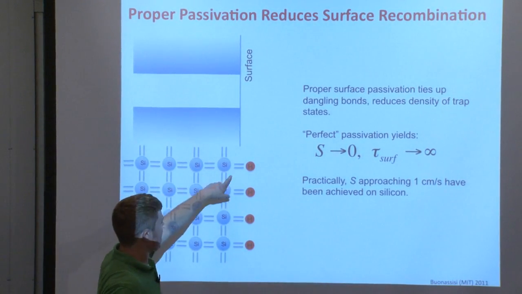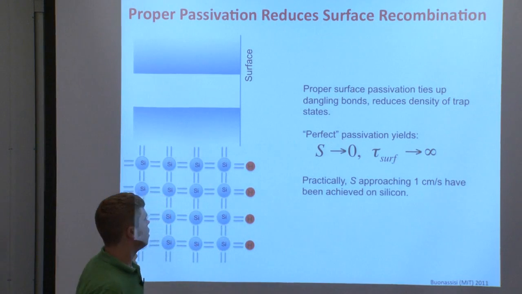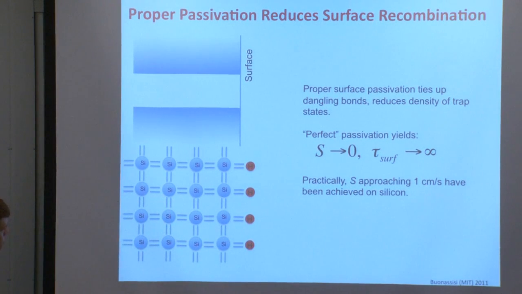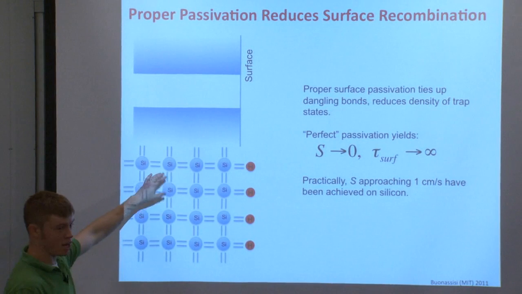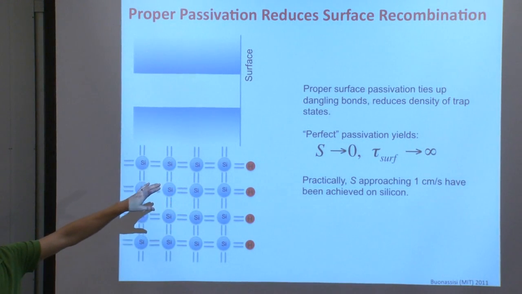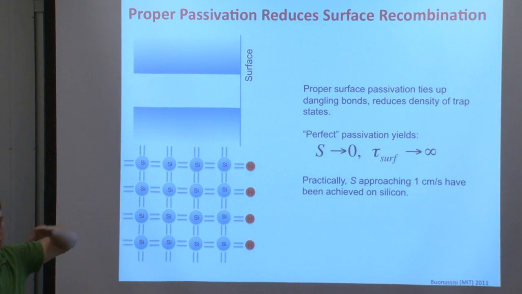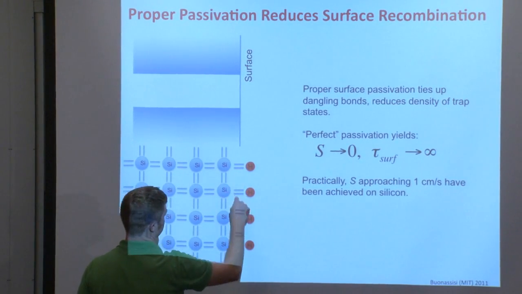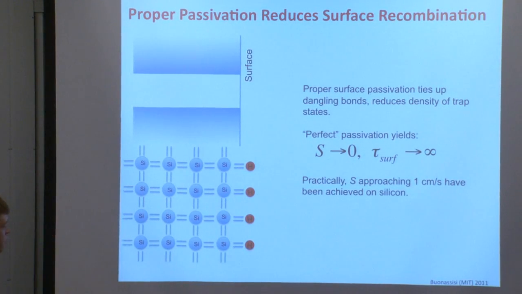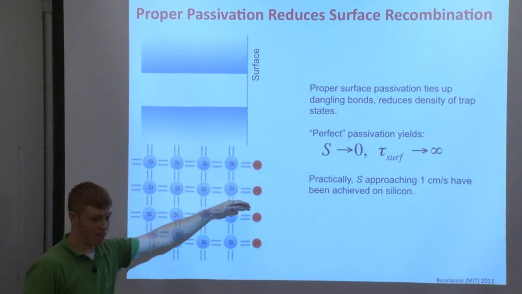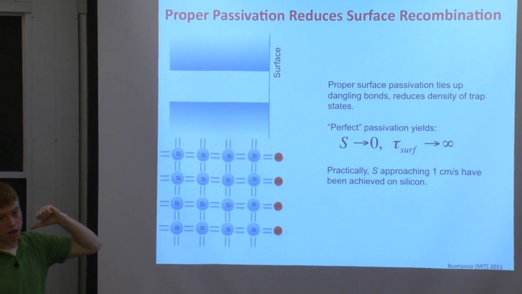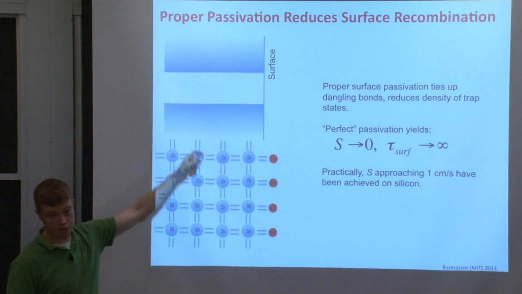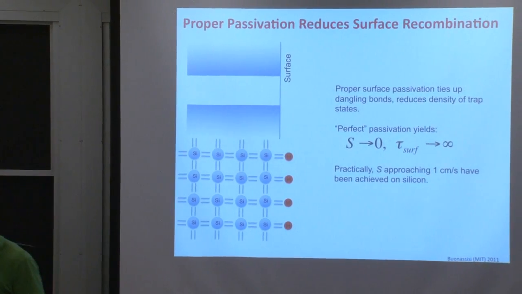And you can passivate these bonds using hydrogen. So for example, if you use hydrofluoric acid, what it does is it etches away the silicon oxide layer that sits there, and you have these hydrogen atoms that now sit and satisfy these bonds. And if they're perfectly satisfied, a mobile carrier will actually elastically scatter off, not lose any energy, and not recombine through these trap states.